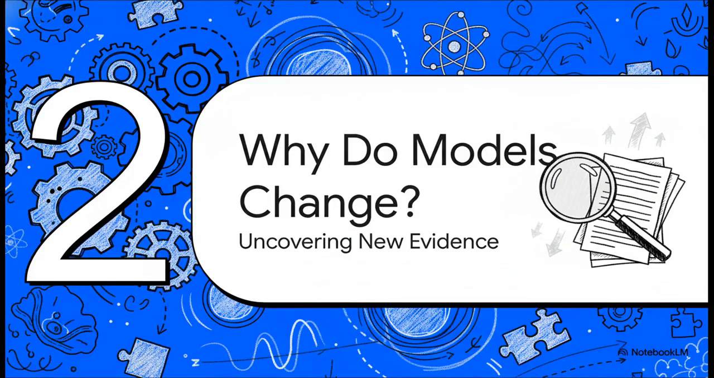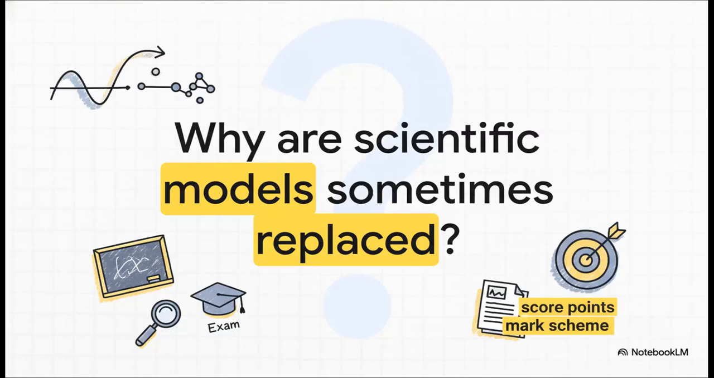Okay, so if models are our best explanation for how things work, why don't they just last forever? Let's move on to the next part of the question. This is all about getting why science is this constantly evolving thing. This is the next logical step, right? If we have a perfectly good model for light, like the wave model, why on earth would we ever need another one, like the particle model?